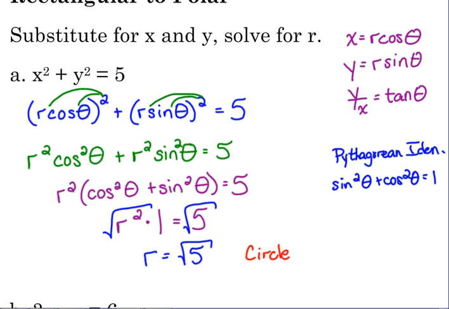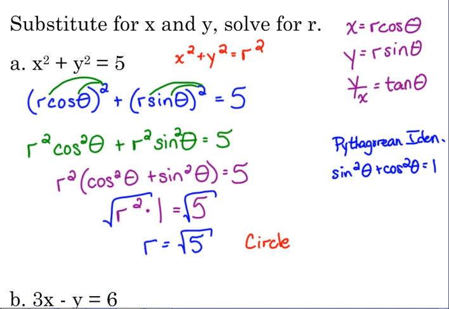Y'all remember what the equation of a circle looks like in rectangular form? x squared plus y squared equals r squared. So r squared equals 5, r equals the square root of 5. Okay, so I just wanted to point that out. It's a circle in rectangular form. It's a circle in polar form. It's just those equations look different because we graph things differently.